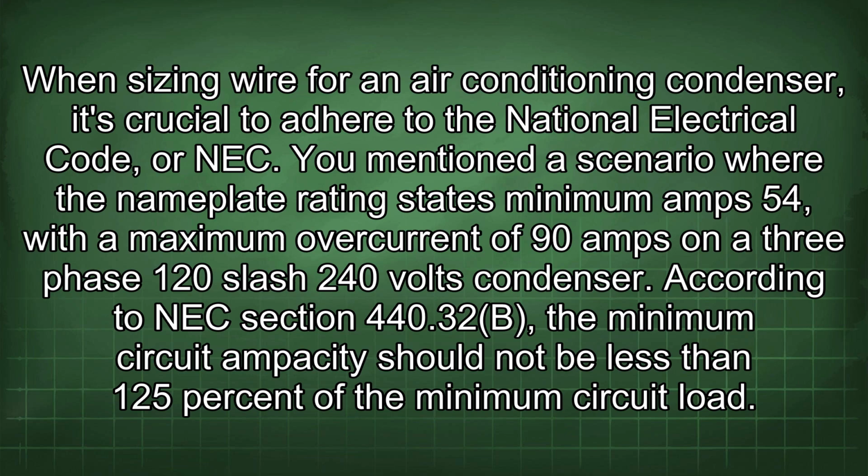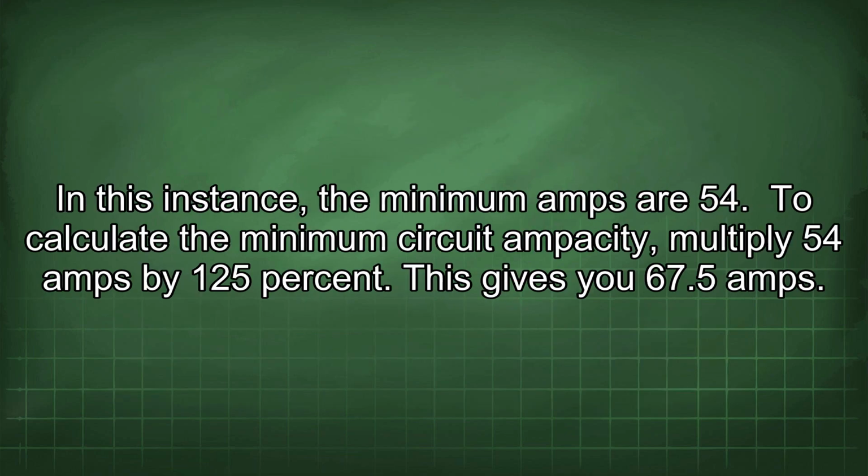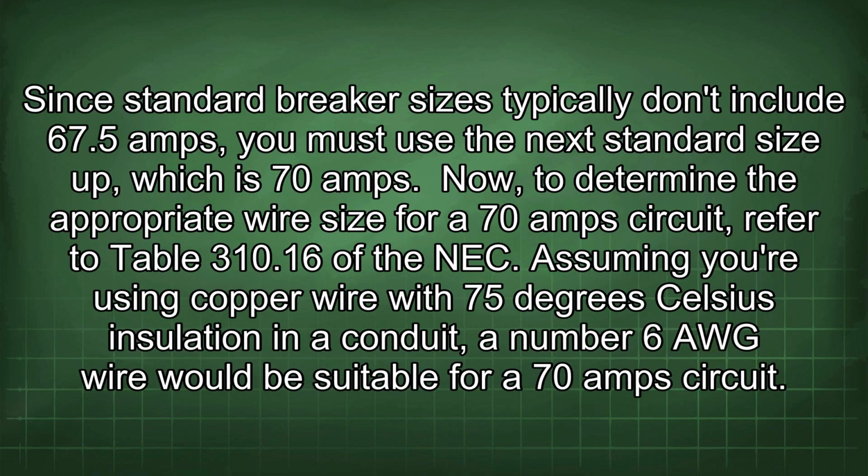According to NEC section 440.32(B), the minimum circuit ampacity should not be less than 125% of the minimum circuit load. In this instance, the minimum amps are 54. To calculate the minimum circuit ampacity, multiply 54 amps by 125%. This gives you 67.5 amps. Since standard breaker sizes typically don't include 67.5 amps, you must use the next standard size up, which is 70 amps.